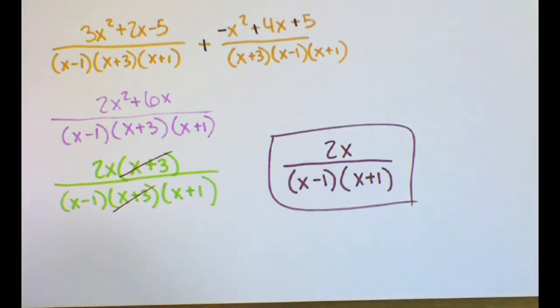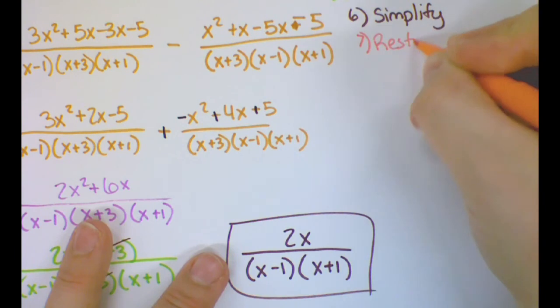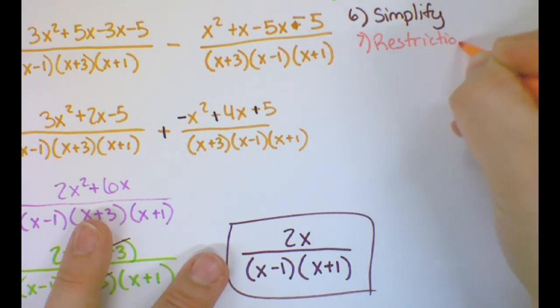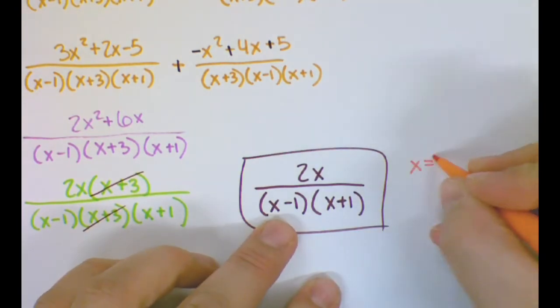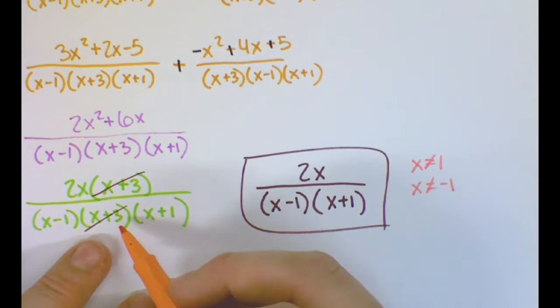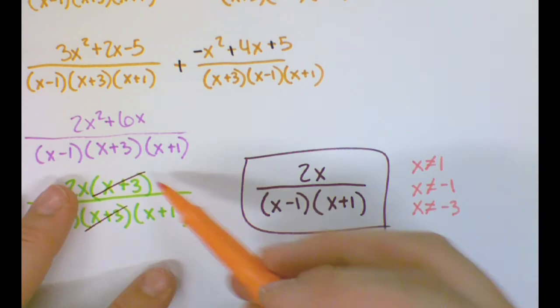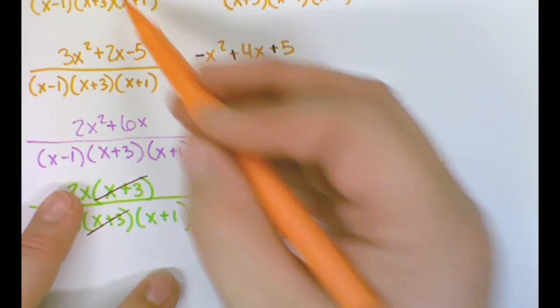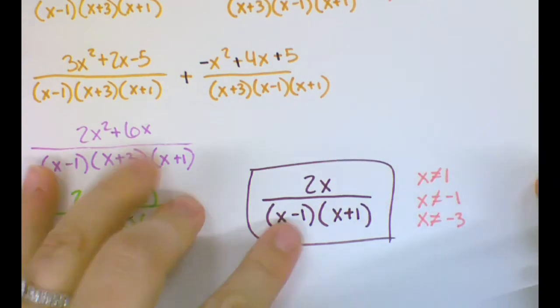And the actual last step here is our restrictions. So in our very last step, x can't equal 1 or negative 1. If I look back one step, x can't equal negative 3. And then just look through all my steps before to make sure there's nothing else. That's it. There's our answer.